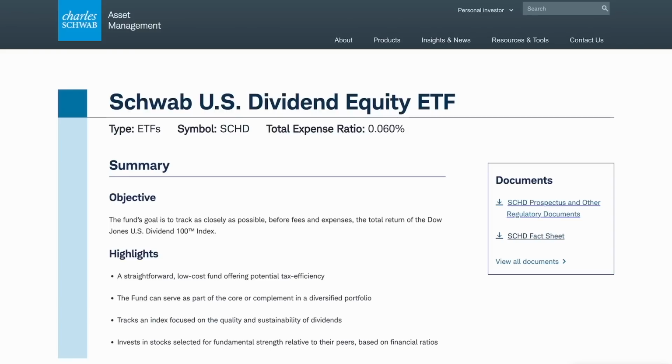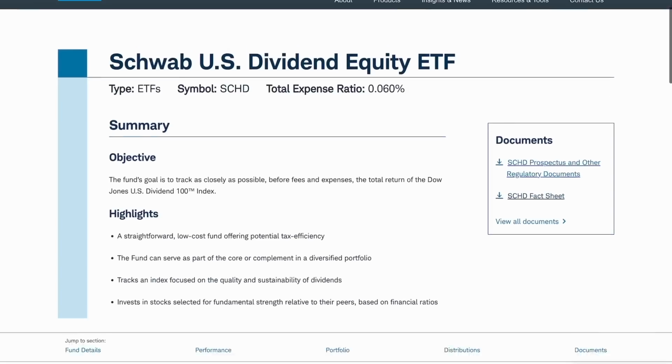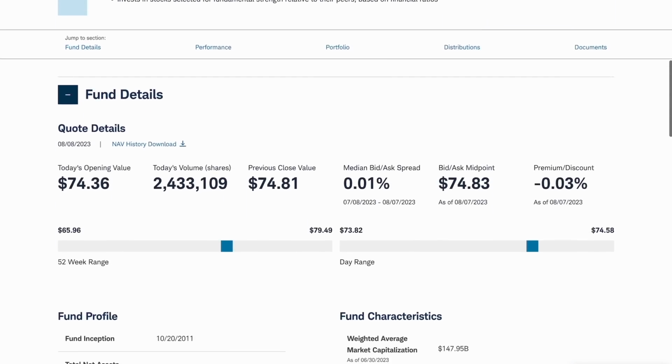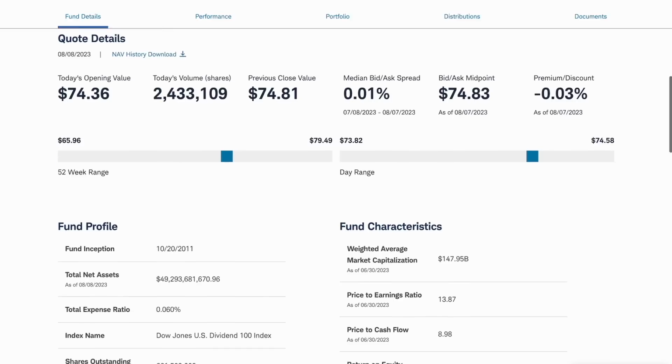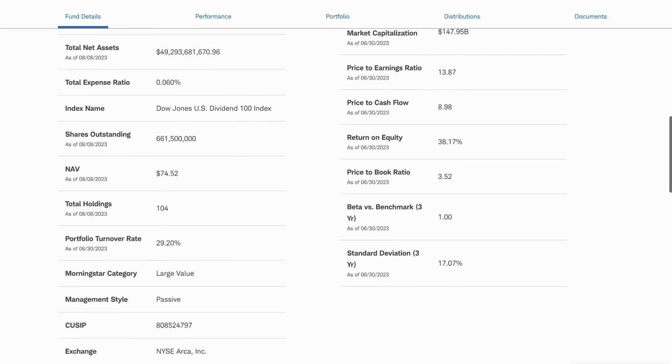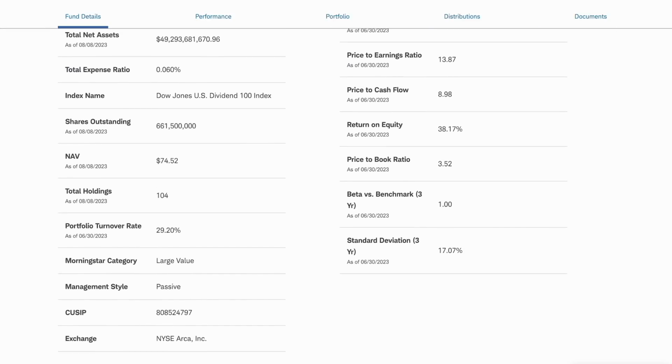First off, the Schwab U.S. Dividend Equity ETF is a fund that invests in stocks selected based on their fundamental strengths relative to their peers, based on financial ratios. The fund's goal is to track as closely as possible, before fees and expenses, the total return of the Dow Jones U.S. Dividend 100 Index. SCHD was launched back in October of 2011, so almost 13 years ago.